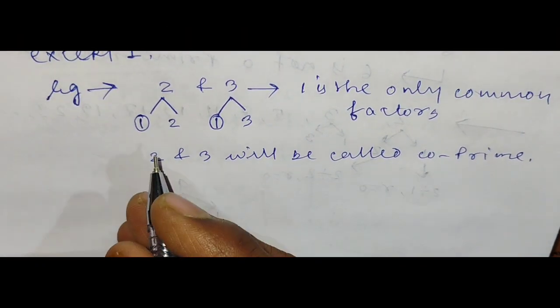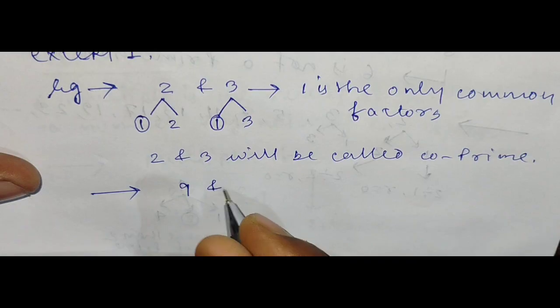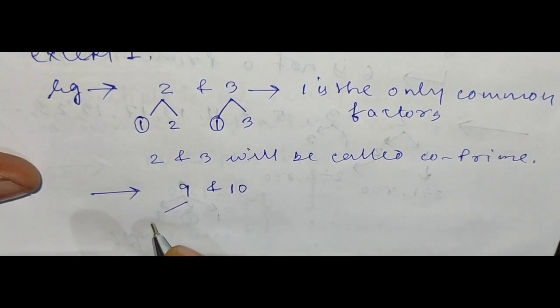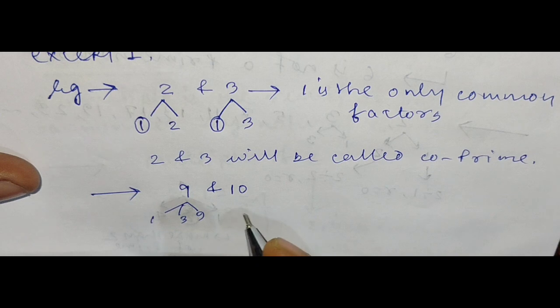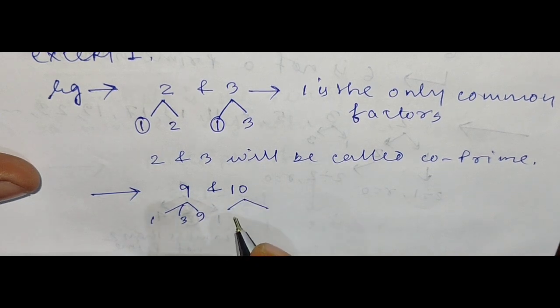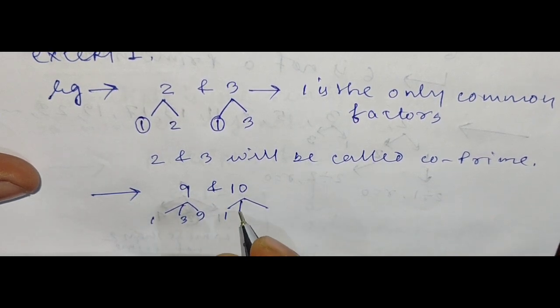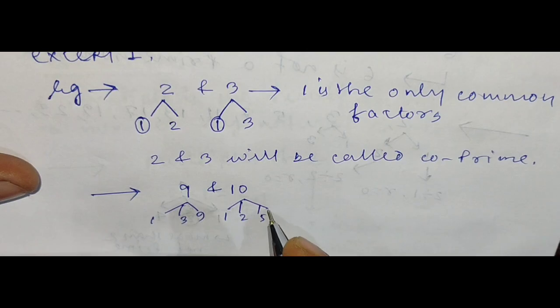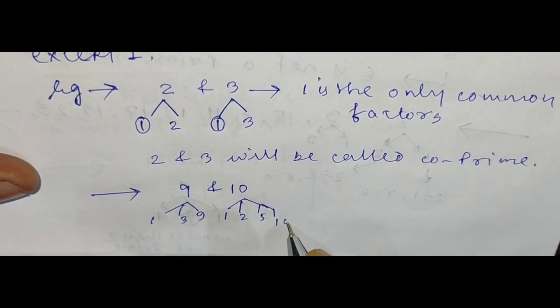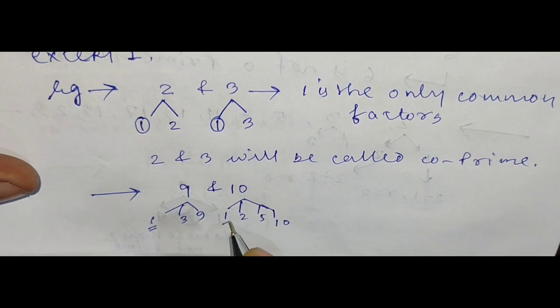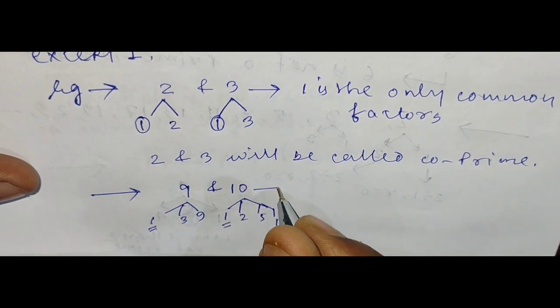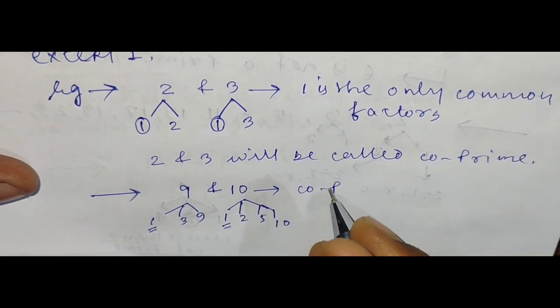After that, if I write 9 and 10, 9 has factors 1, 3 and 9, and 10 has factors 1, 2, 5 and 10. So what are the common factors? That is only 1. So 9 and 10 will be called co-prime.